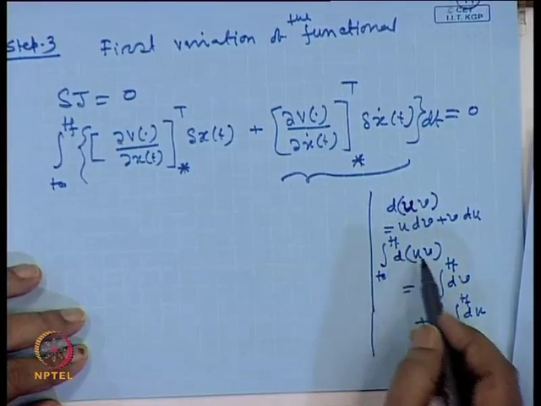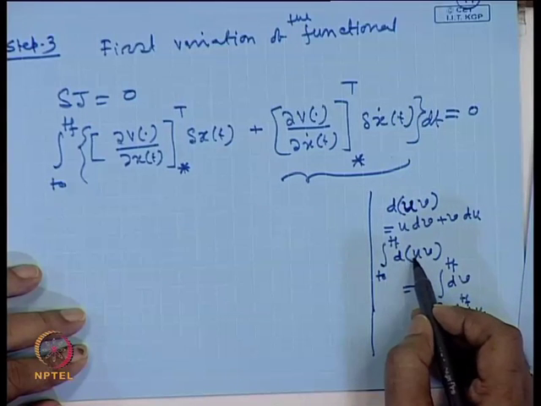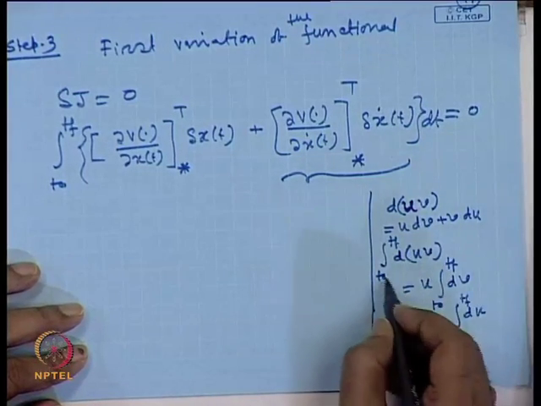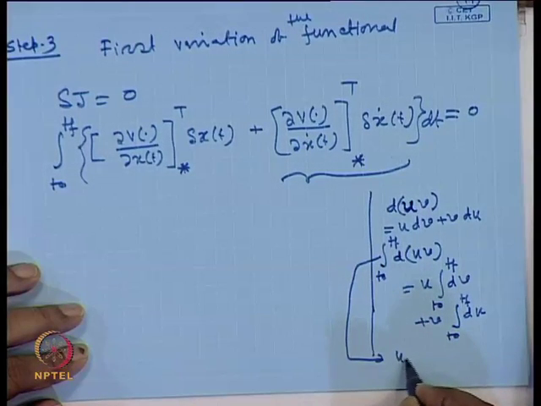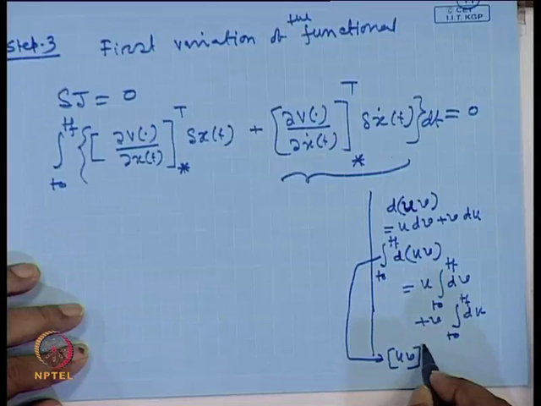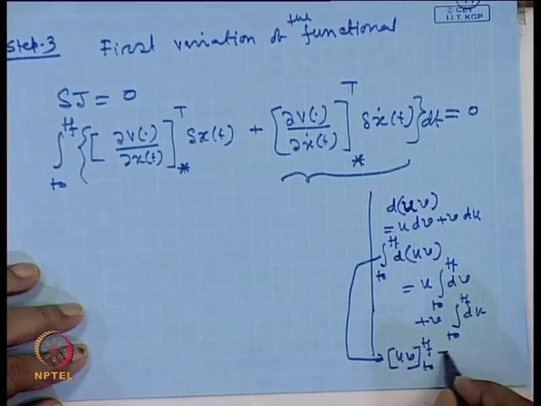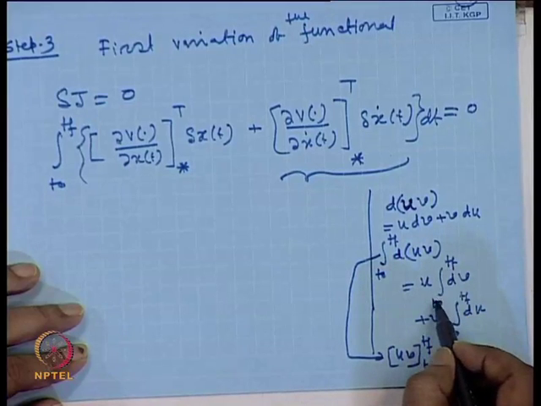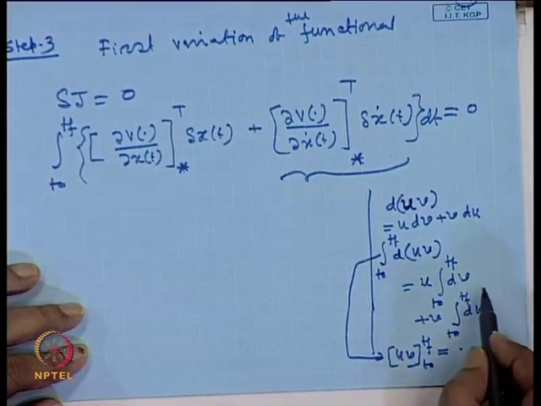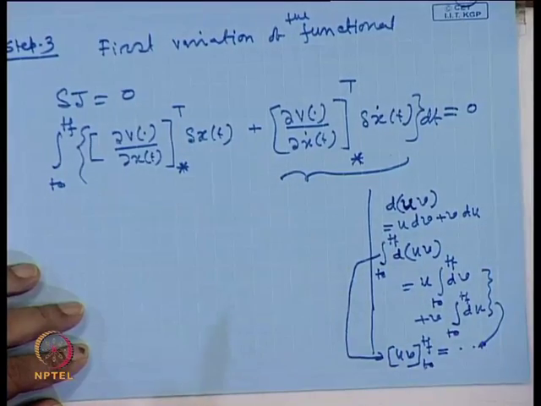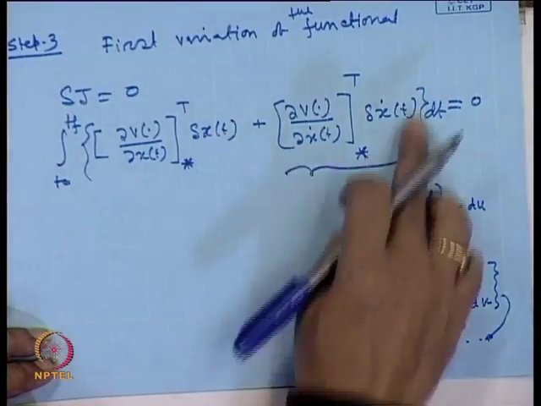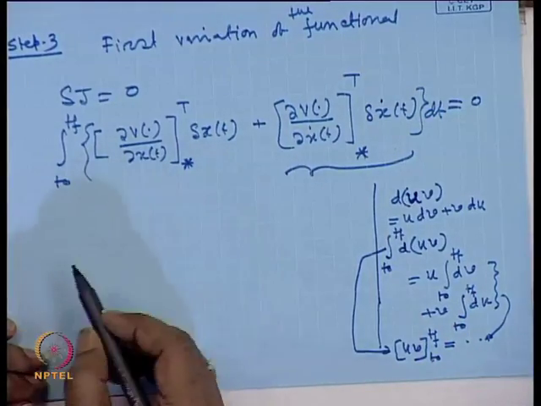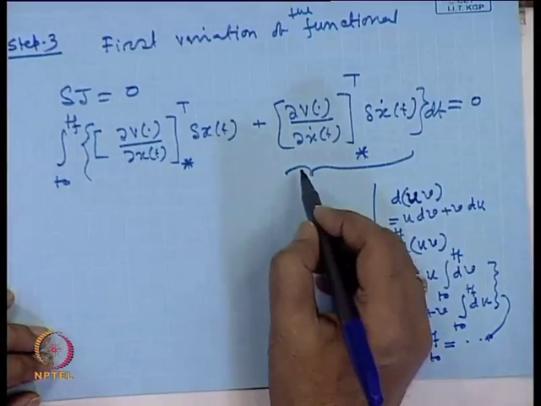Agree? So what is this part? This part is nothing but the integral of d(uv), with limits t0 to tf. Agree? This part we can write as uv evaluated from t0 to tf, and the right-hand side stays as it is: the integral of u dv plus this one. That means these terms are on the right-hand side. So if you use this expression here, we can simplify that further.